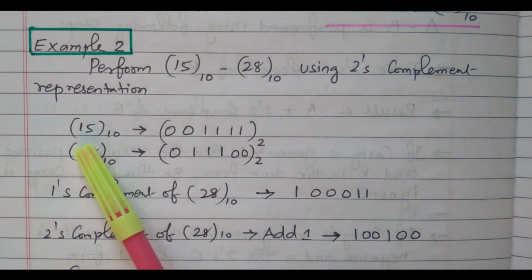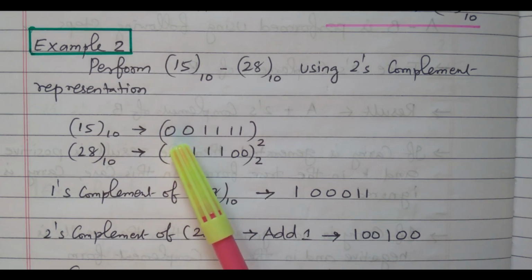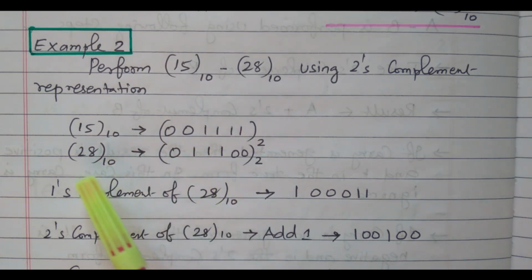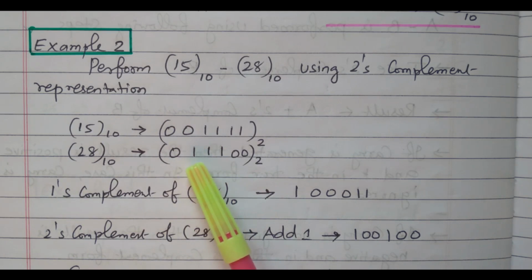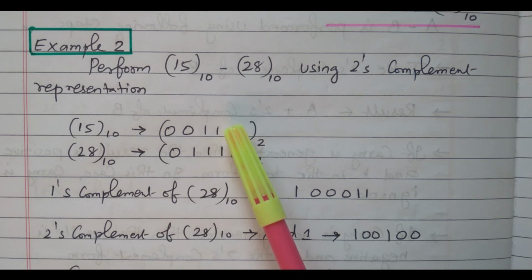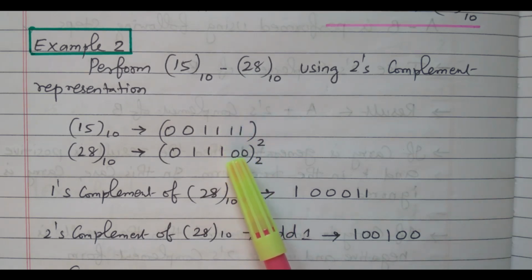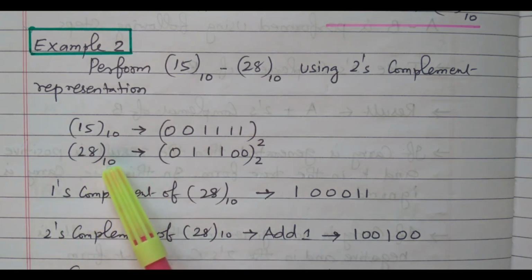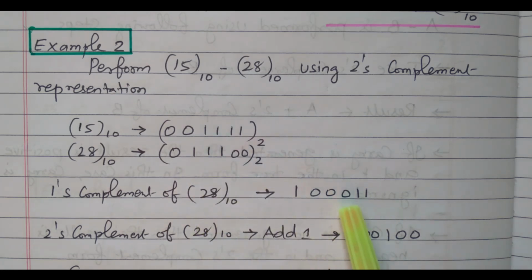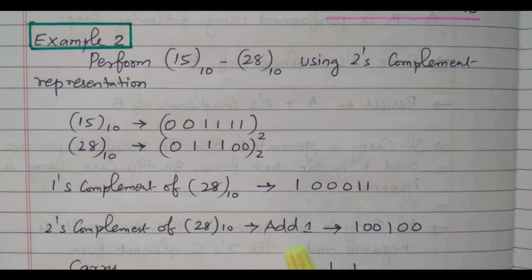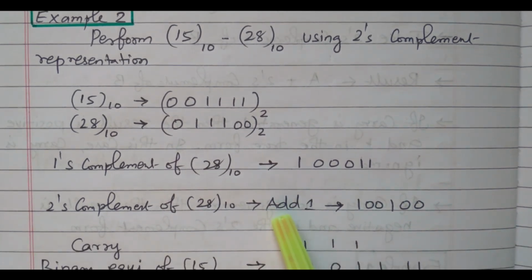So the first number is 15: 0, 0, 1, 1, 1, 1. 28 is the second number: 0, 1, 1, 1, 0, 0. Now how to do this? The first number is added with the 2's complement of the second number. So first we will take the 1's complement of the second number. What is 1's complement? The 0s are converted into 1s, and the 1s are converted into 0s. How to get the 2's complement? Add 1 to this, and we get the 2's complement, right.